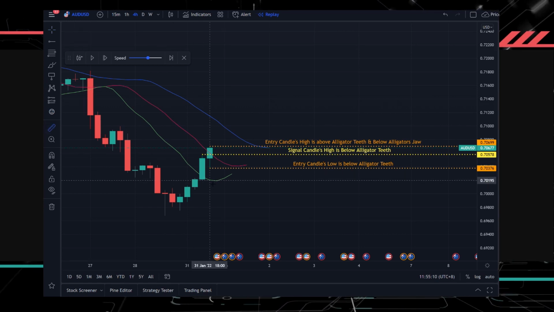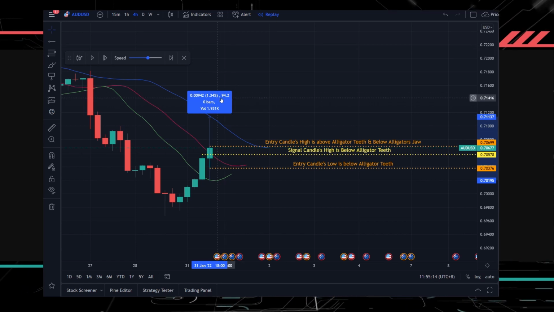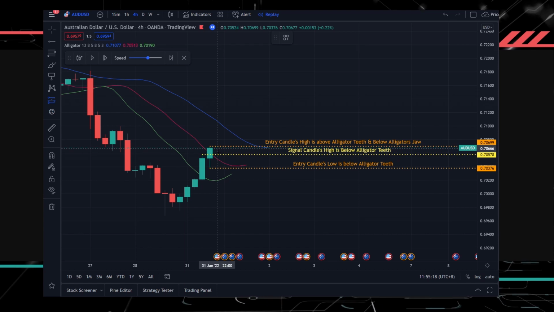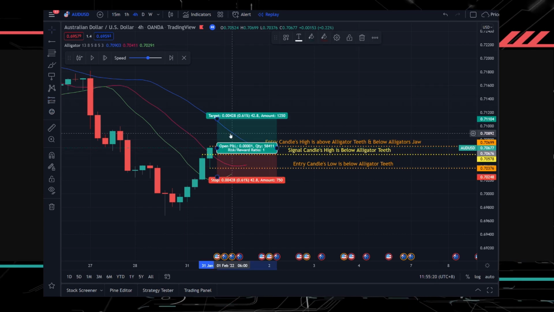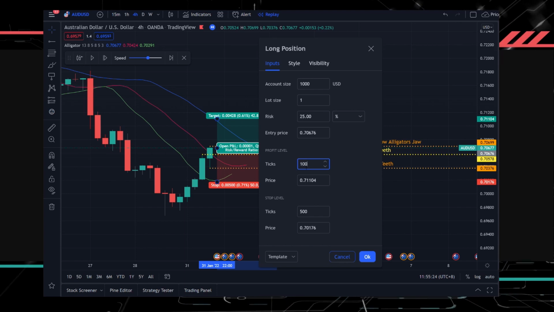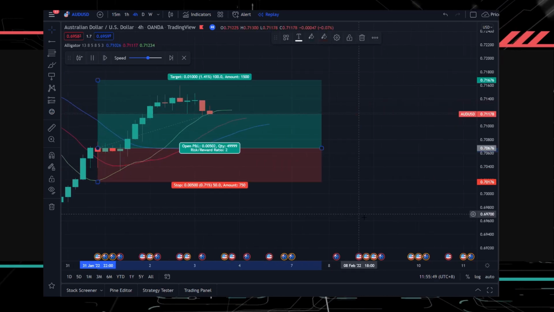Fifth, the gap between jaw and lips is above 30 pips gap. Most importantly, the entry candle is indeed green. Once we have identified the entry, we set the stop loss at 50 pips and using a risk to reward ratio of 2, we place our take profit at 100. After trading for a while, the trade turns out to be a winner.